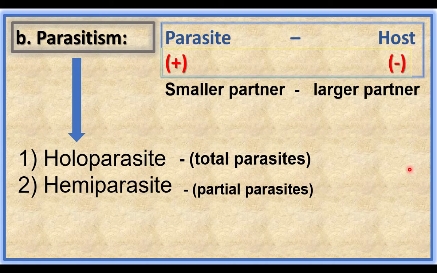Partial parasites depend on the host for minerals and water. Partial parasites are photosynthetic organisms. They do not take food from the host.